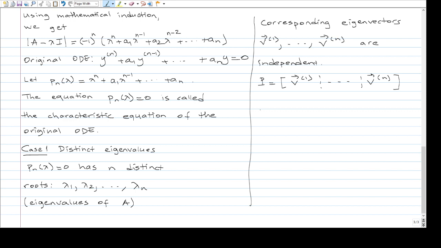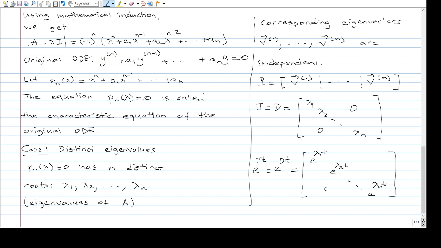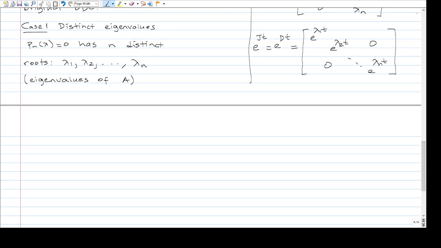And the Jordan form of the matrix A in this case is in fact diagonal, with the eigenvalues on the diagonal. And in this case, we know that the matrix exponential is again the diagonal matrix with e to the lambda 1 t, e to the lambda 2 t, and e to the lambda n t on the diagonal. Again, we have done this before when we considered systems. So this is our matrix exponential of the Jordan form.